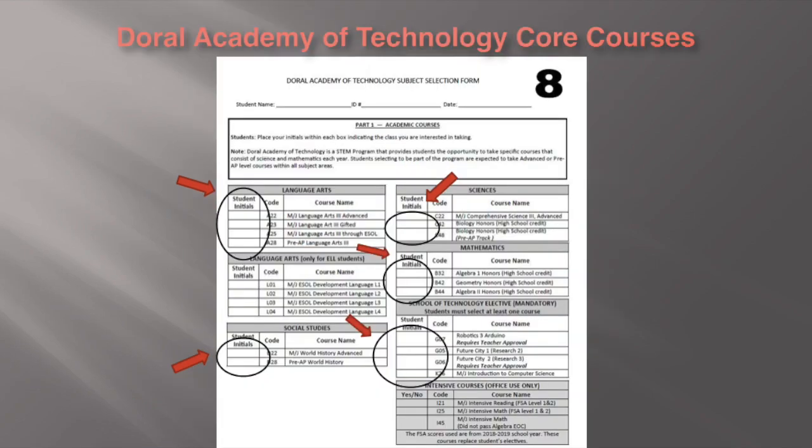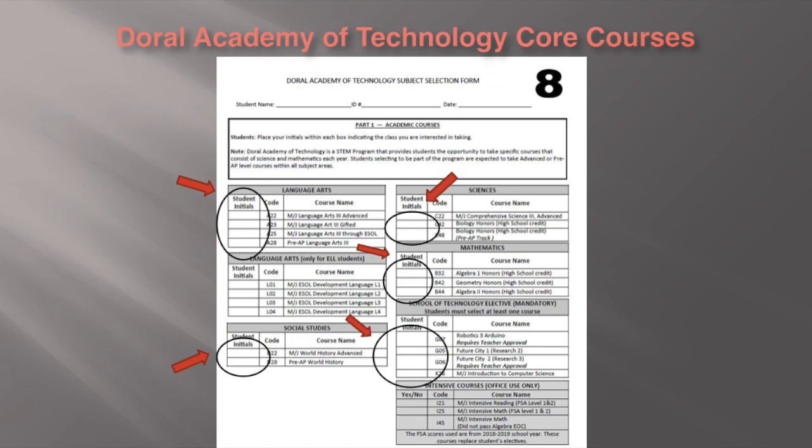Doral Academy of Technology students, you will now select your core academic courses. You must select one from each grade requirement subject area: language arts, science, social studies, and math. Please write your initials next to the level you would like to take in each core subject. Also, please select a choice from the School of Technology elective mandatory box. You can select either Robotics 3, Video Game Programming Design, Future City 1 or 2, or Computer Science Discoveries.